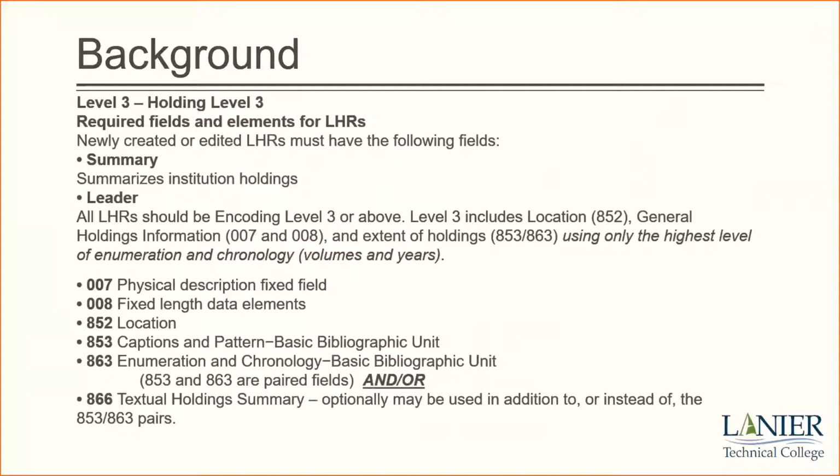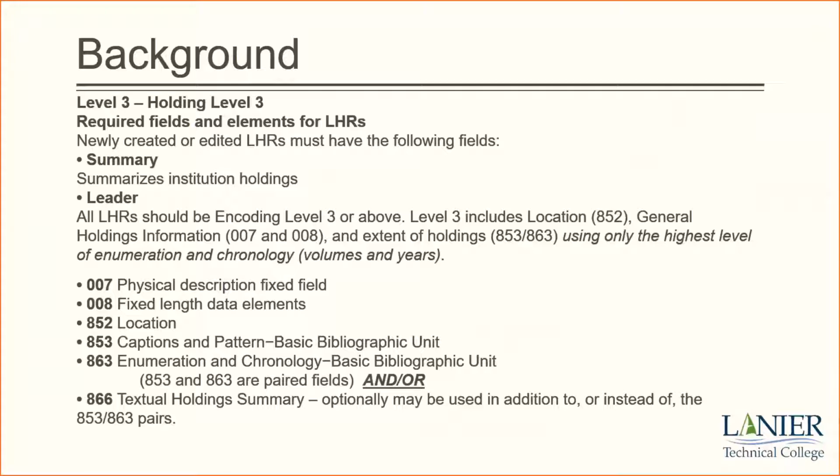And that requires a summary statement, your leader, and then an 007, an 008, an 852, an 853, 863 pair. Okay, those are always in pairs. And you're going to use the highest level of enumeration and chronology, which is the volume and years. So you don't need to know the issues and you don't need to know the months. Keep that in mind. That makes things a little easier if that is as high or as low as you want to go.